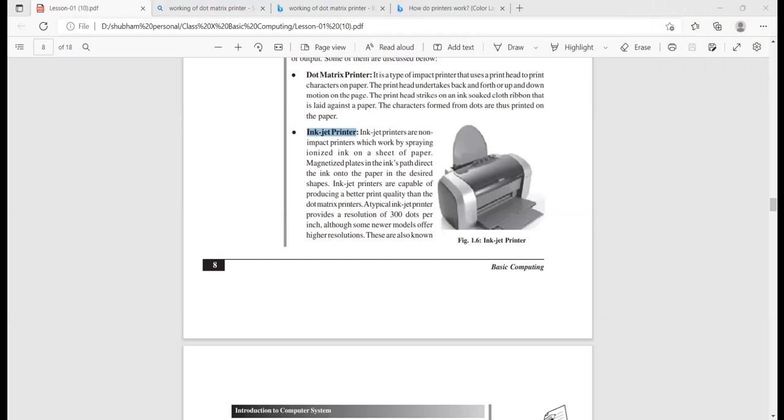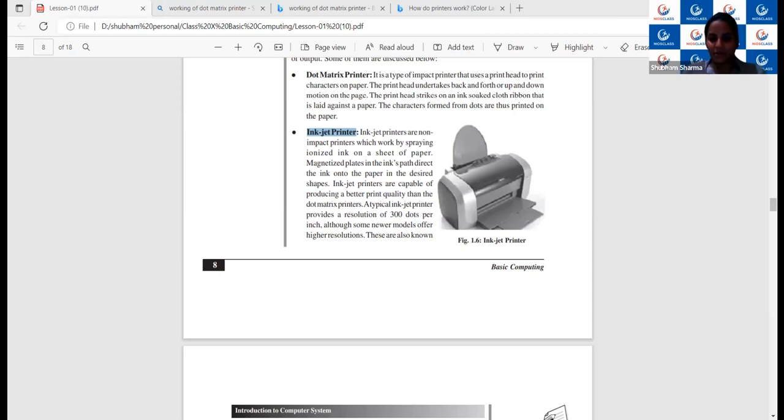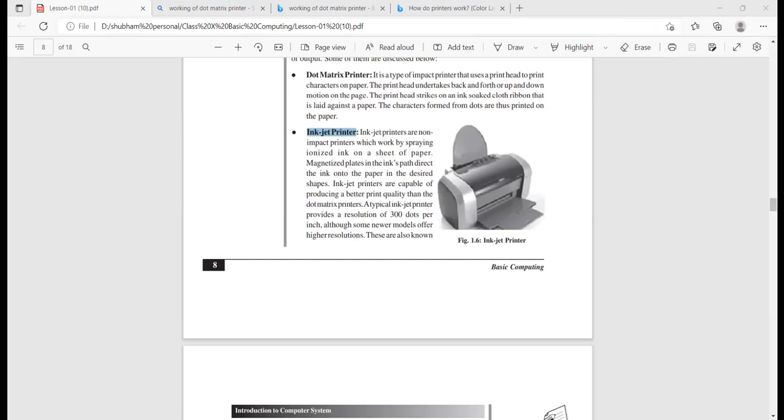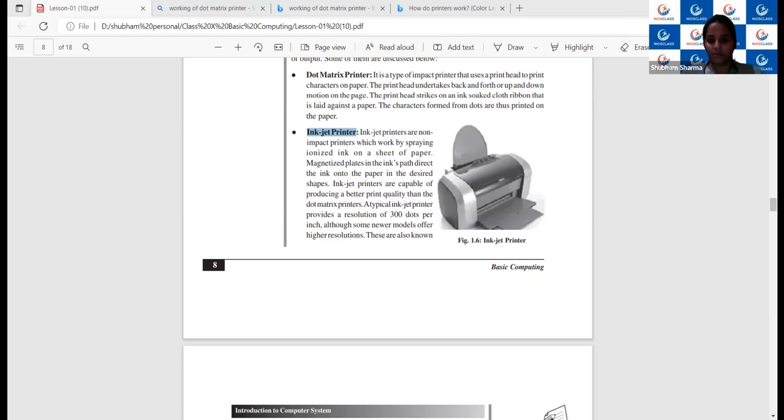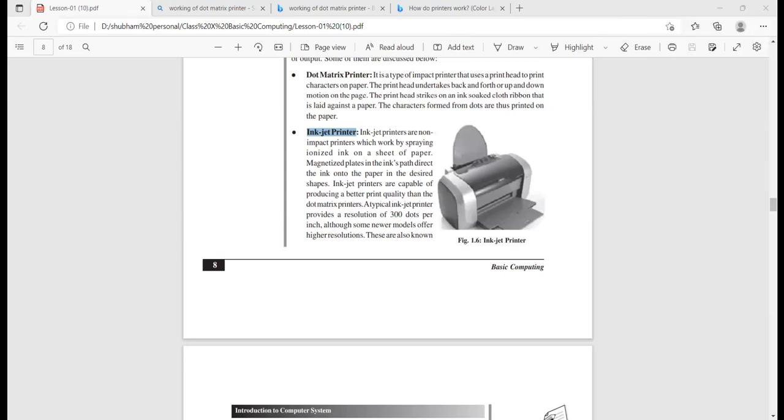Ma'am, I have the inkjet printer in my home. Really? Is that inkjet printer or the laser one? Because nowadays laser printers are being used. Yes, ma'am. HP one. But that is a black and white. Black and white one? Okay. That's not an issue. Good one.